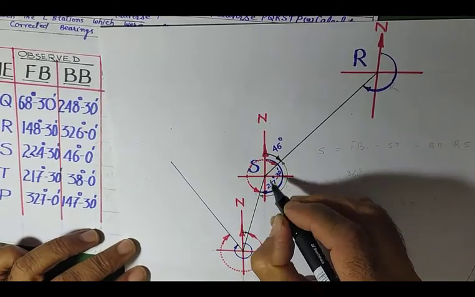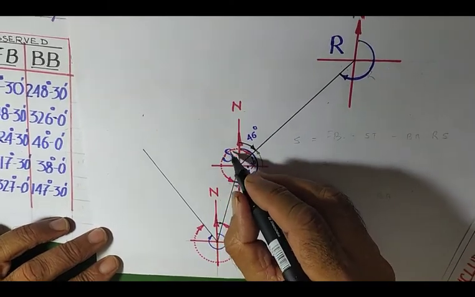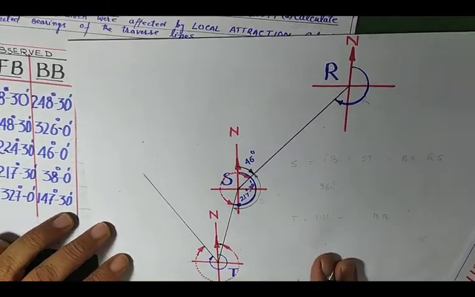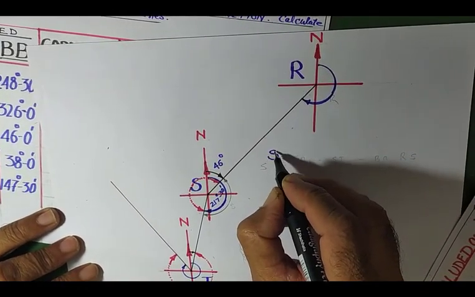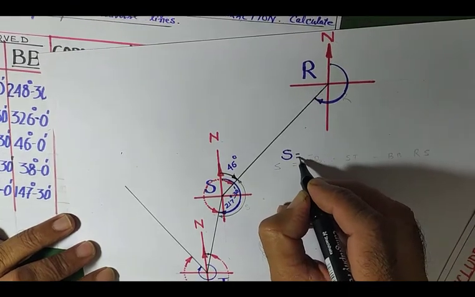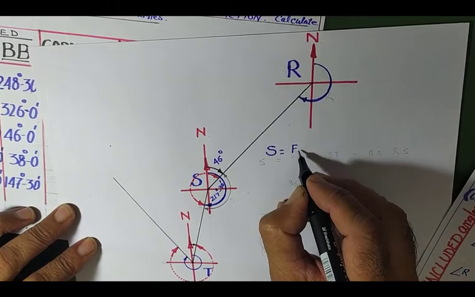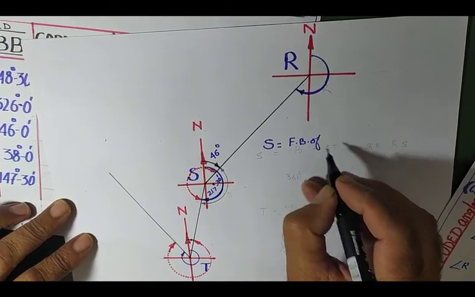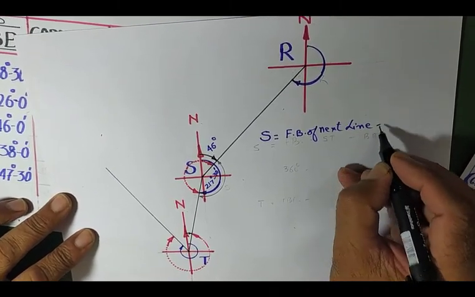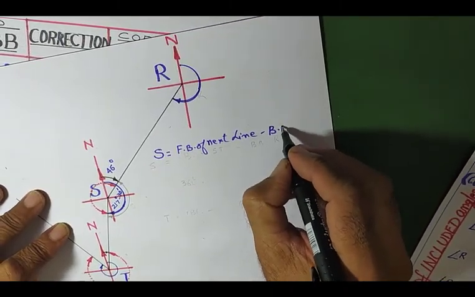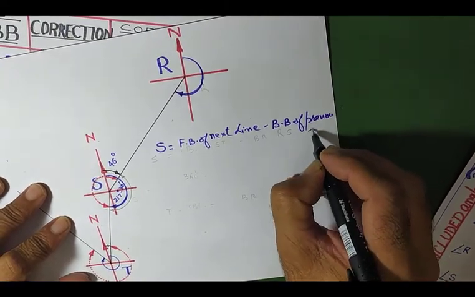This is the exterior angle. I have to calculate this interior angle, which is given with the dotted lines. So for this calculation I will take it again. For angle S, when it is an exterior angle, the bearing will be reversed. Here I can take the forebearing of the next line minus the back bearing of the previous line.